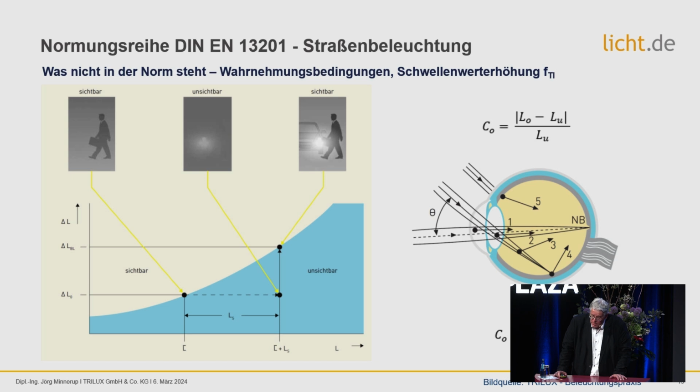What is behind it? If the glare level is higher, more stray light meets your eye, meets your retina, and then the object shifts, as you can see on the left side. This black point that you can see on the curve moves to the right side. And if the intensity is not increased, then you don't recognize that person anymore, or the rabbit, or whatever. So it's not visible anymore.